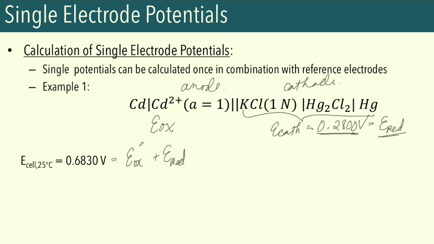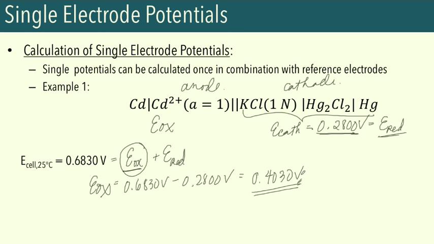So overall, we know that the oxidation potential of our cadmium 2 plus electrode at an activity of 1 for our cadmium 2 plus ions is just going to be equal to 0.6830 volts minus 0.2800 volts. And upon calculating this, we can determine that the oxidation potential for our cadmium 2 plus electrode is equal to 0.4030 volts. Okay, so we could also look at our second example.